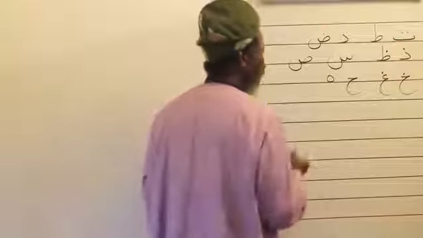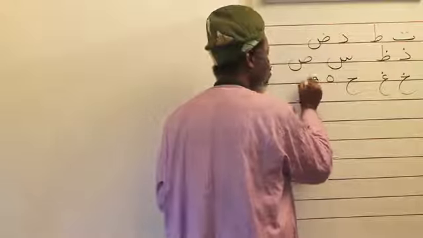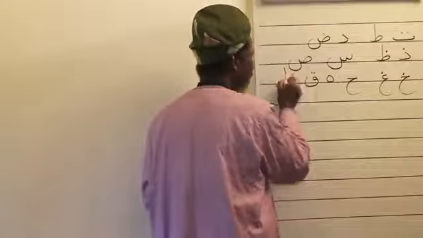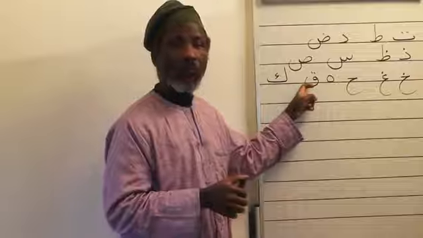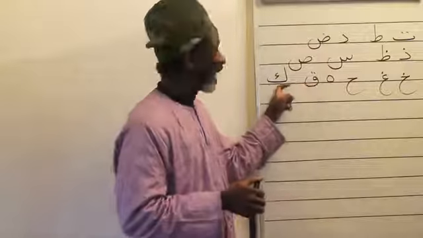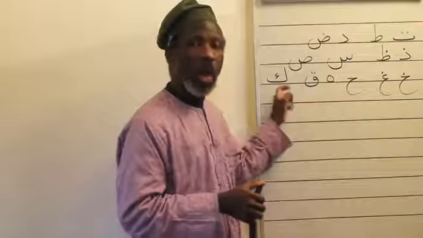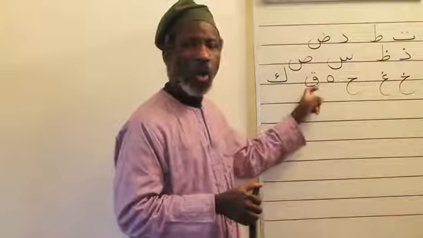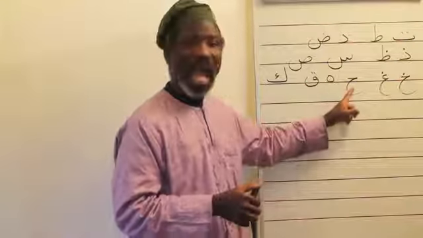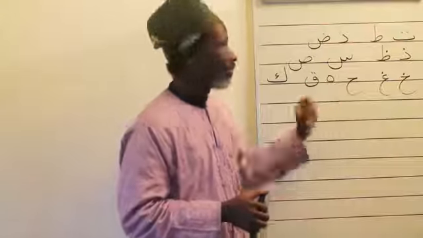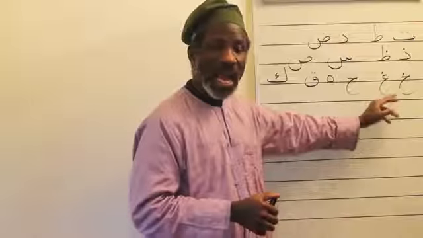Well done. Now we need to do cough and calf. Cough, cough, calf. Ca, co, ca, co, cough, calf. Okay, and ha, ra, rain.